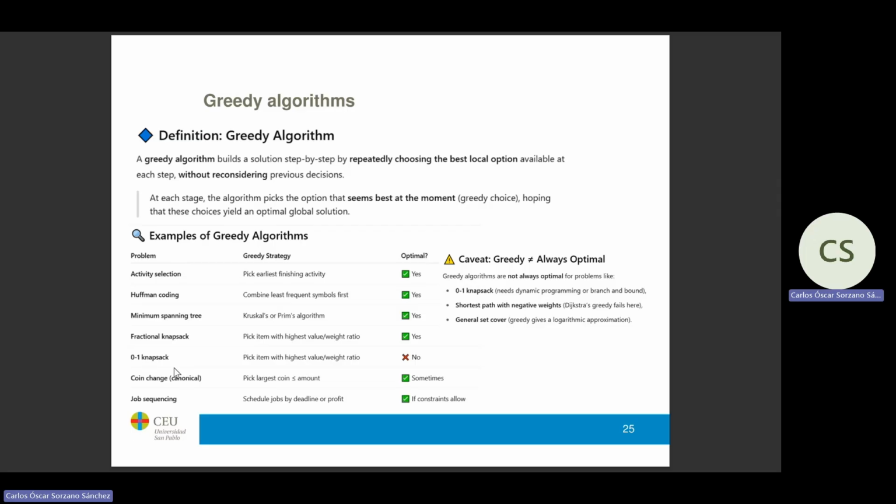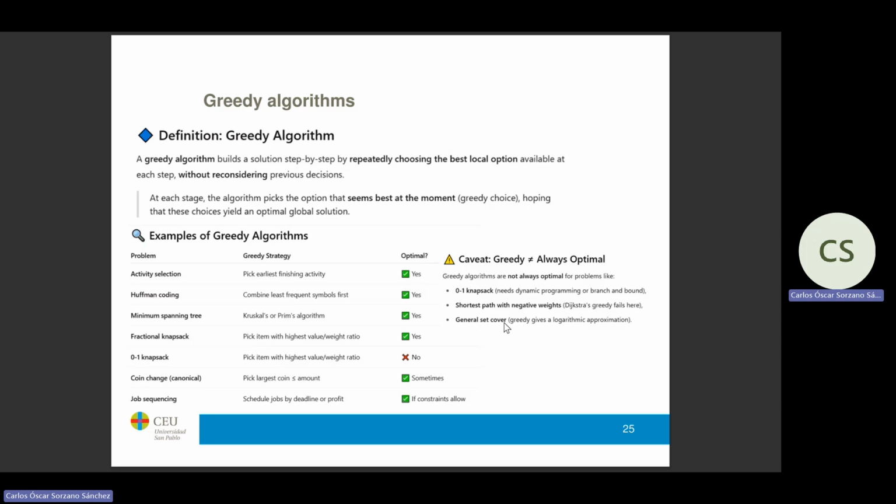Yeah, so there are a number of problems for which the greedy strategy gives you the optimal solution, but there are some problems for which it doesn't, and the 0-1 knapsack is one of them. With 0-1, either I take the object or not. So it is one of the problems for which being greedy is not so good. And here you have a few of those problems: 0-1 knapsack, shortest path with negative weights, and general set cover.